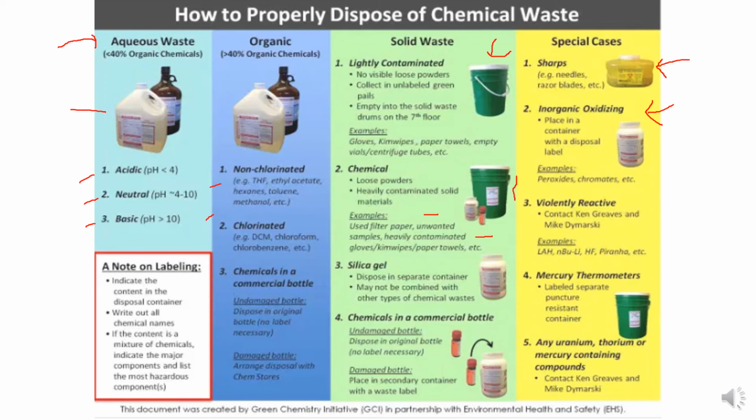Violently reactive chemicals also have a separate storage. Mercury thermometers go into a special, separate container. Anything like uranium, thorium, or other more dangerous material we cannot store or dispose of here, so we need to contact the special office. I think most of the technicians and administration know how to contact those people, and they come and take these disposals. So that is how different chemicals are disposed of according to their properties.